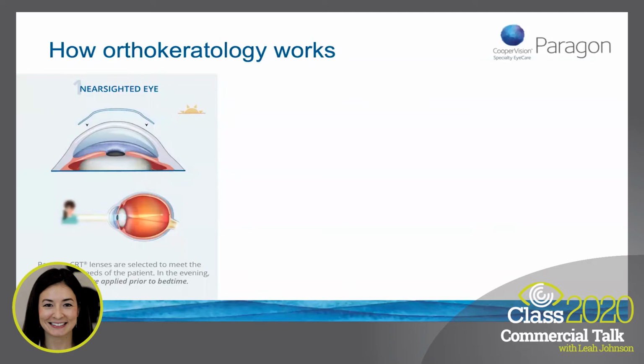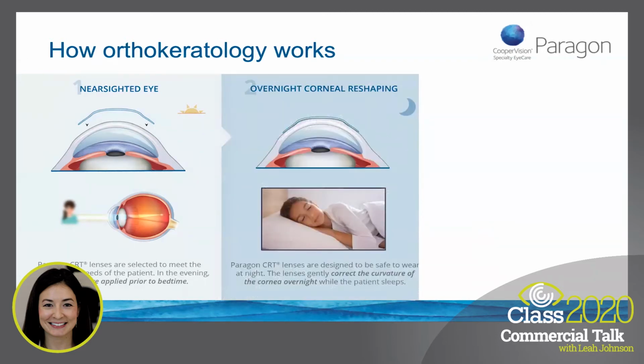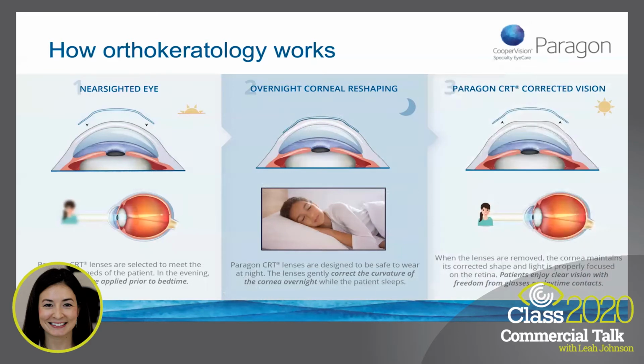So let's review the very basics of the overview of Ortho-K. A myopic patient applies his or her Ortho-K lenses prior to bedtime and sleeps in the lenses. While sleeping, the lenses gently reshape the curvature of the cornea so that the central cornea is flattened to reduce myopic refractive error. And when the patient wakes up, the lenses are removed so that the patient can enjoy clear vision without any corrective wear during the day.